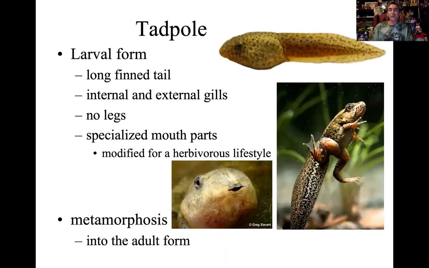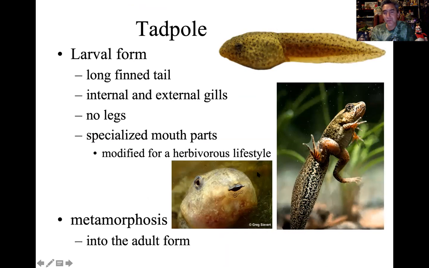So when the tadpoles are basically hatched, they have long fins. They have very long fin. Basically, they're fish in essence. They have the lateral line like a fish. They have gills, no legs. They have very specialized mouth parts that enable them to feed on algae and plant material.